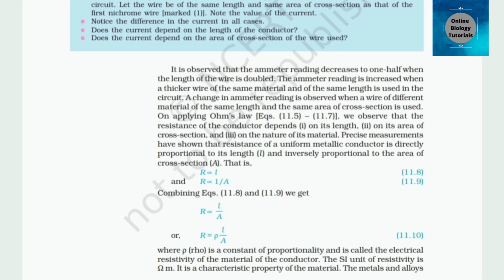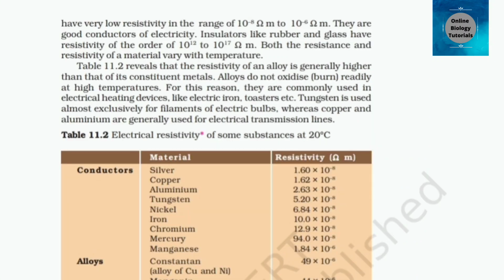The SI unit of resistivity is ohm-metre. It is a characteristic property of the material. Metals and alloys have very low resistivity, in the range of 10 to the power minus 8 ohm-metre to 10 to the power minus 6 ohm-metre. They are good conductors of electricity. Insulators like rubber and glass have resistivity of the order of 10 to the power 12 to 10 to the power 17 ohm-metre. Both the resistance and resistivity of a material vary with temperature.